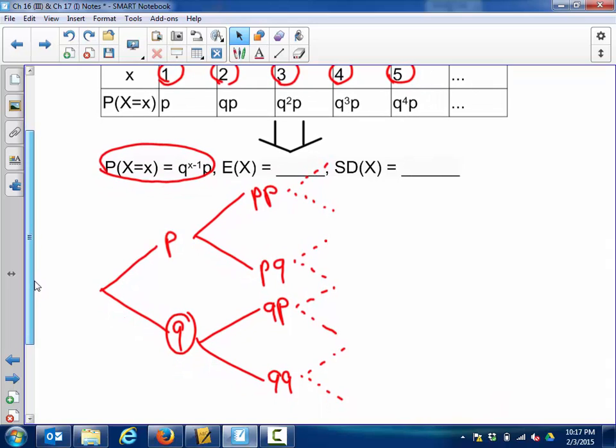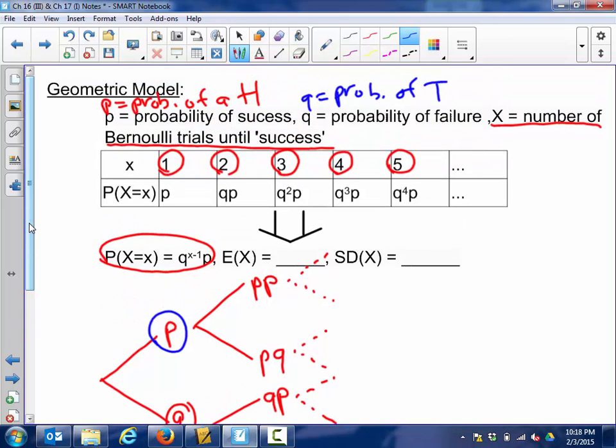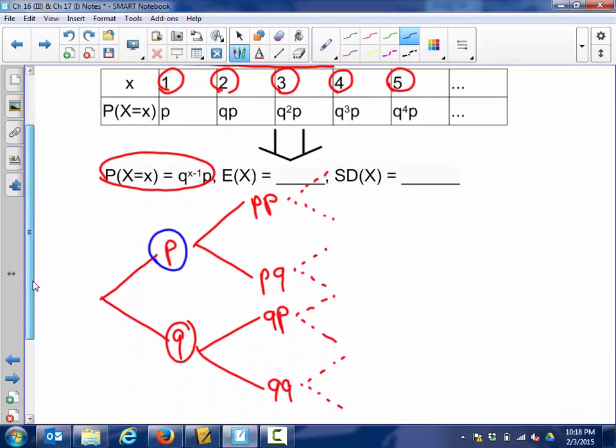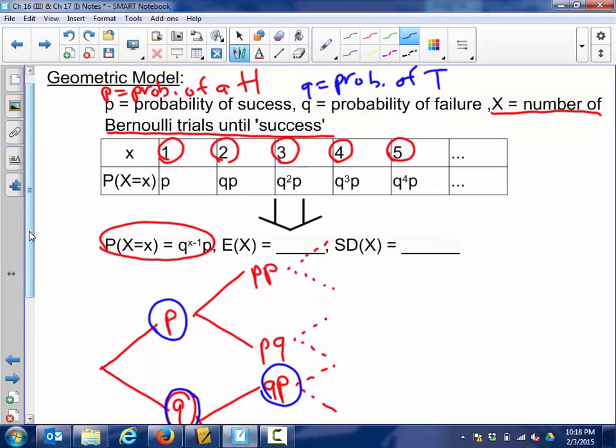So the probability that you would see a success on the first coin flip is just P. That's the first outcome we would want to keep track of. Well, if this geometric model is keeping track of how many coin flips or Bernoulli trials you need until you see your first success, the next one could come after you go failure followed by success. There's your Q times P.